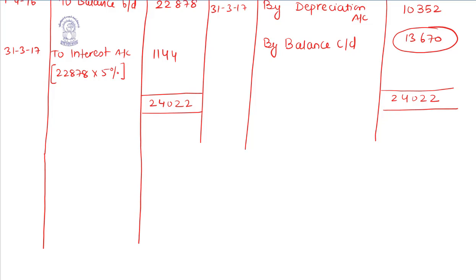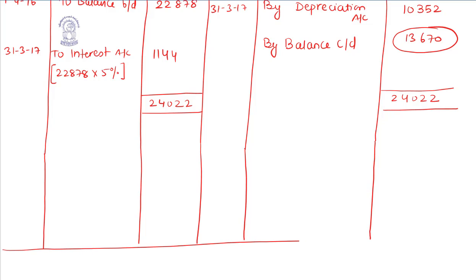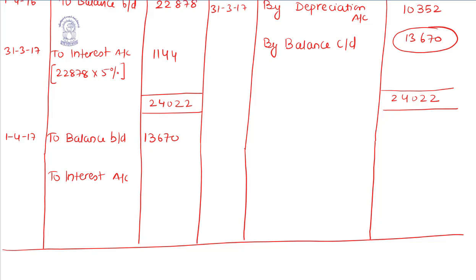Stretch these lines a bit. This is the fourth year, the closing year. Just opening balance over here, 1st of April 2017, to balance brought down 13,670. We need to charge interest on this amount. So to interest account 13,670 at the rate 5%, which is 684.